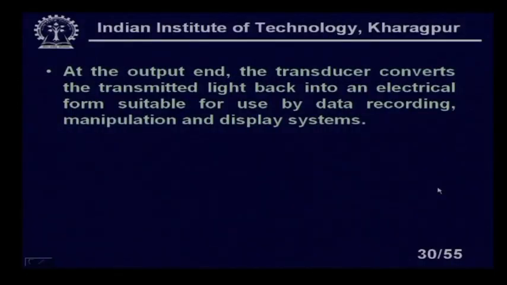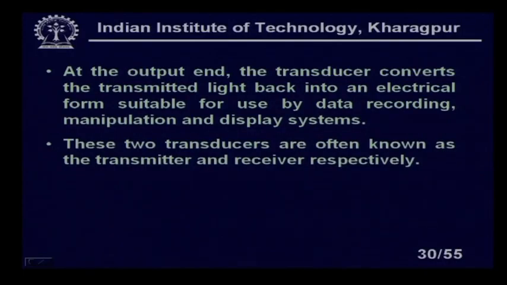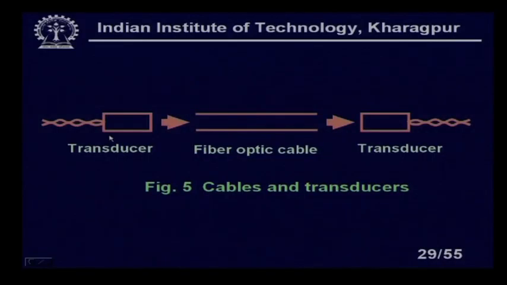At the output end, the transducer converts the transmitted light back into electrical form suitable for use by data recording, manipulation and display systems. So, we have data recording, we have conversions, whatever you like you can do once it is in electrical form. These two transducers are often known as the transmitter and receiver respectively. This is our transmitter; this is also a transducer, but we are calling it transmitter, and this we are calling receiver, since it is receiving the signals. We are transmitting the signal through this LED, and receiving that signal with the photodiode or PIN diode, so we are calling it receiver.